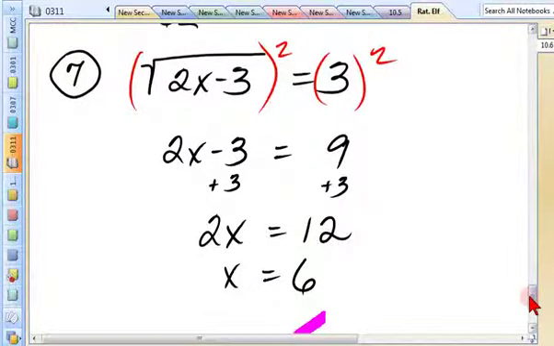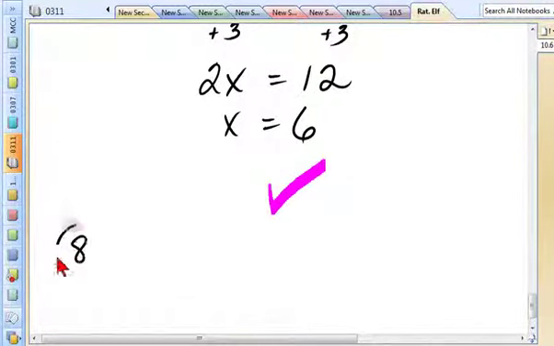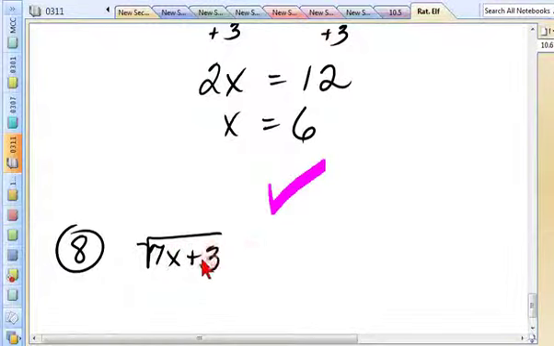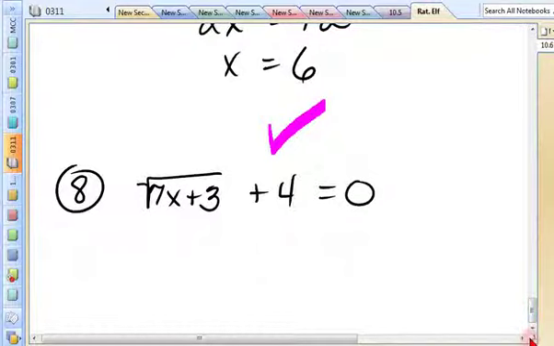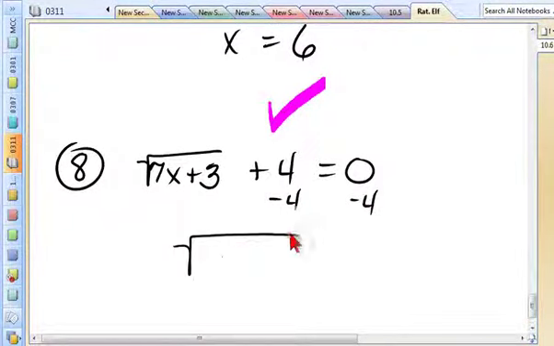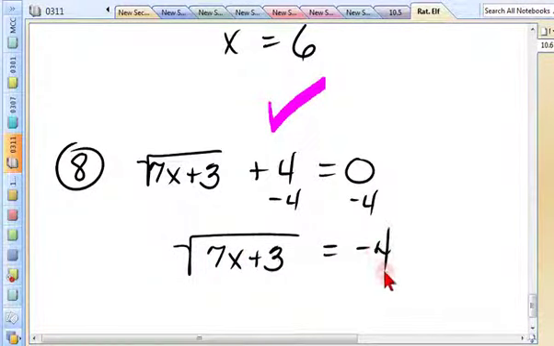All right, let's take a brief look at 8, which looks a lot like 7. I have the square root of 7x plus 3 plus 4 is equal to 0. Is the radical isolated? No, I need to subtract 4, and I have the square root of 7x plus 3 is equal to negative 4. Anybody want to make a comment?